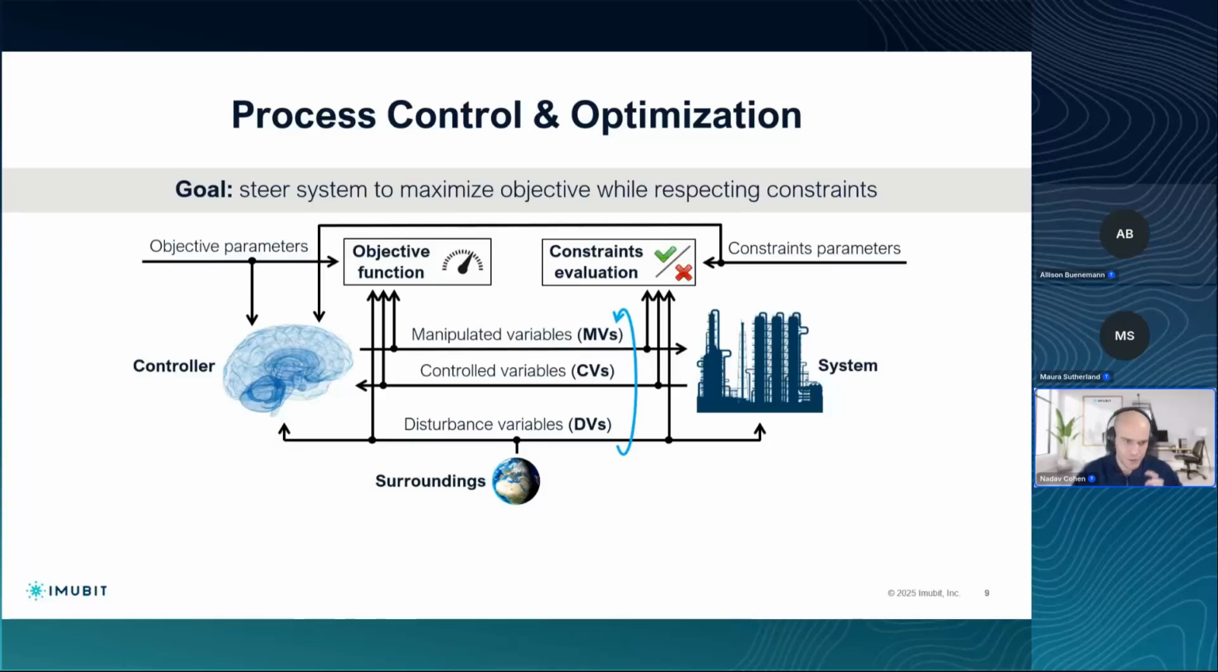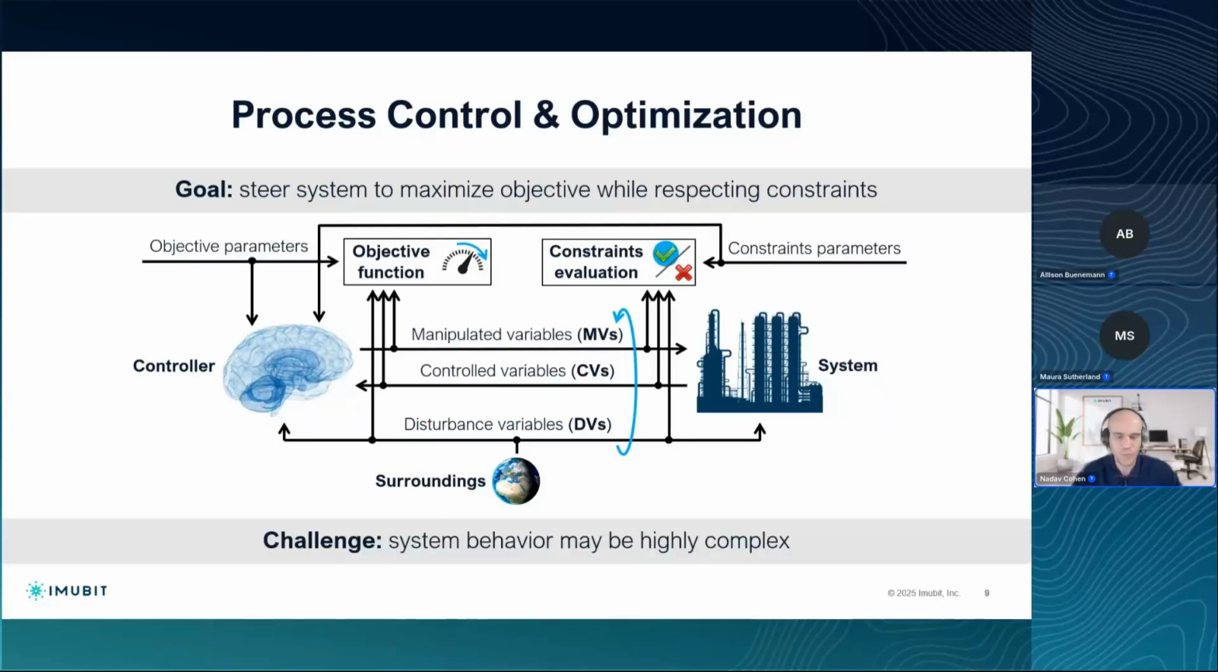And the controller's goal in life is to maximize the objective while respecting the constraints. And a major challenge here, at least in real-world settings, is that the behavior of the system can be very, very complex. And it oftentimes is in real-world plants.